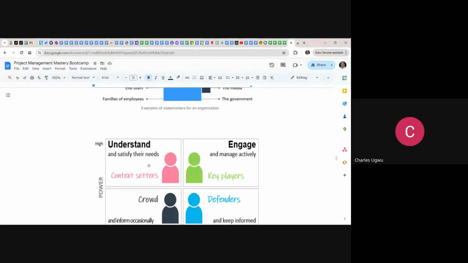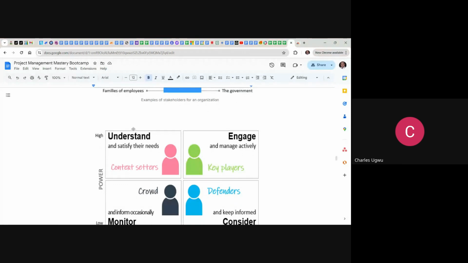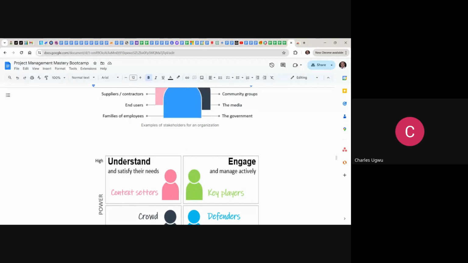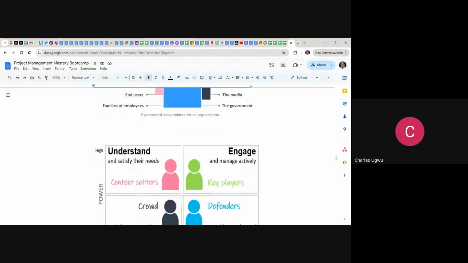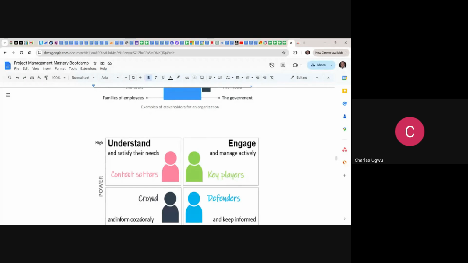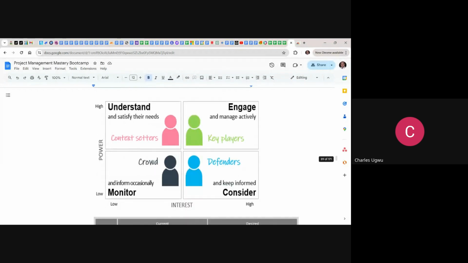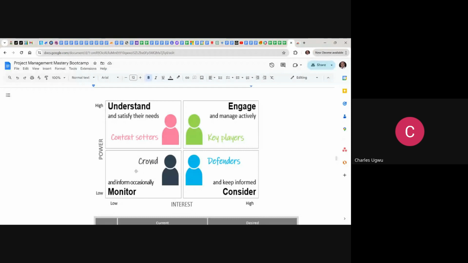So now this is what you need to do. First, you need to identify them. What we are looking at here is what we call the power grid, the stakeholder influence and power grid. Once you identify stakeholders, what you need to do is classify them based on their power and interest. You can see here in this grid, power and interest. So you have to capture them based on their power and their level of interest.